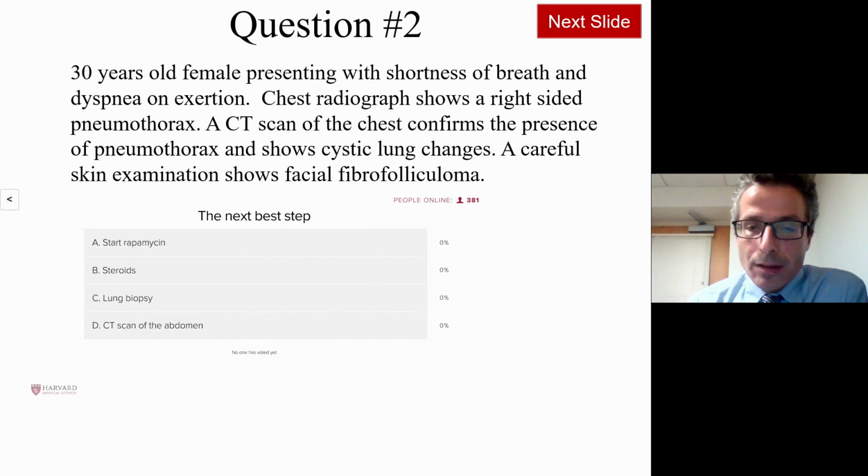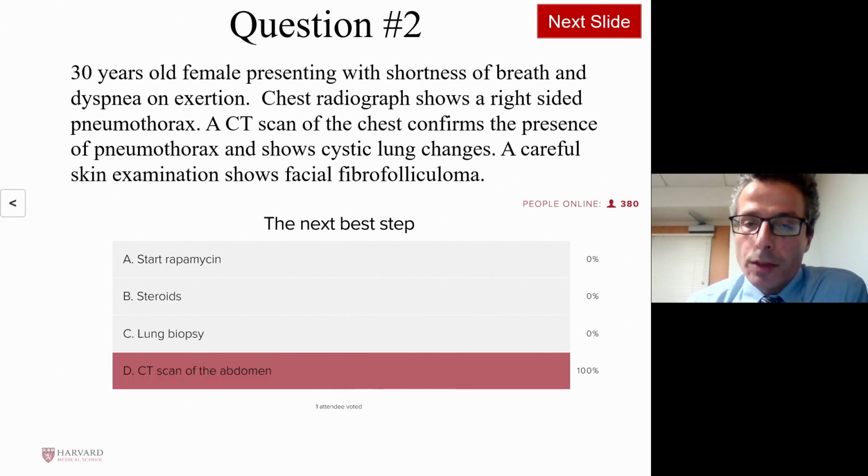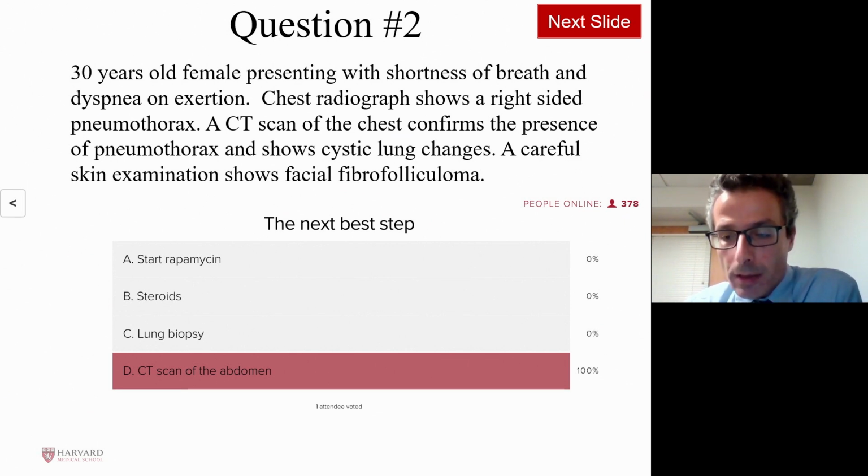All right, so question two. Question two is a 30-year-old female, again, presenting with shortness of breath and dyspnea on exertion. Chest radiograph shows a right-sided pneumothorax. A CT scan of the chest confirms the presence of a pneumothorax and shows cystic lung changes. A careful skin examination shows facial fibrofolliculoma. What is the next best step?